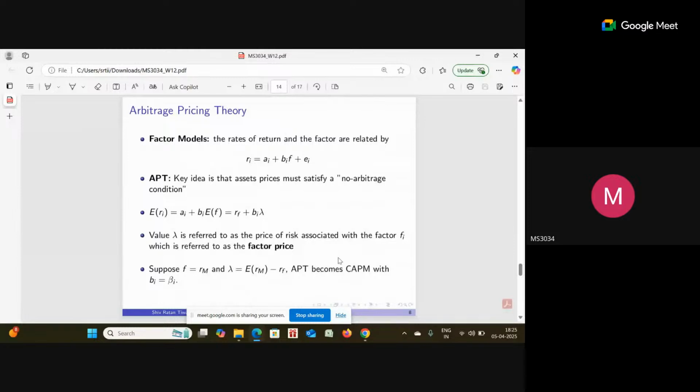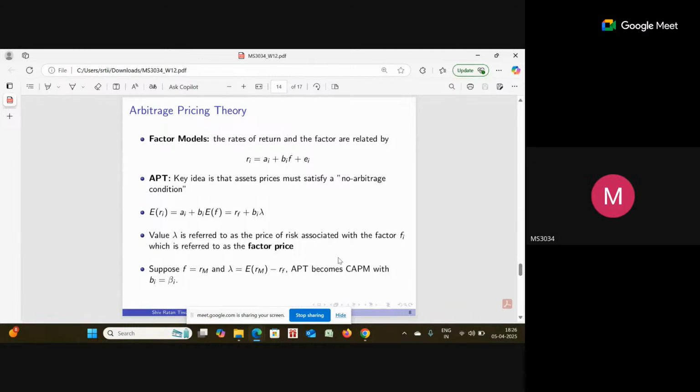After learning the basics of the capital asset pricing model, we move towards arbitrage factor models. So the rate of return of a particular asset can be written as a function of various factors, and these factors are various economic indicators. For example, in the CAPM case, this factor is the market return.